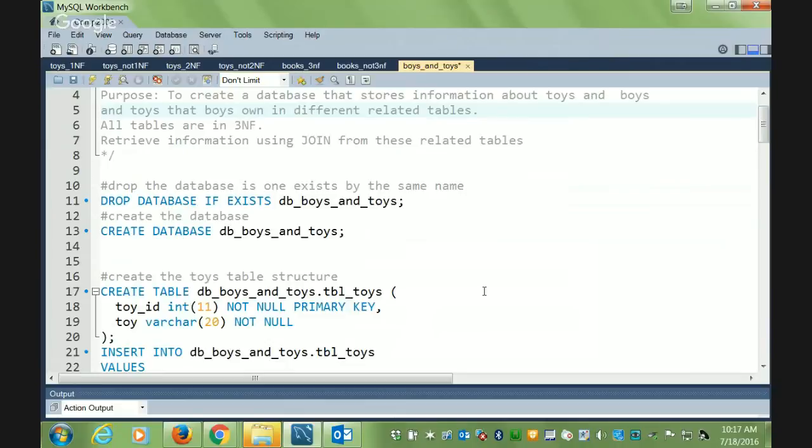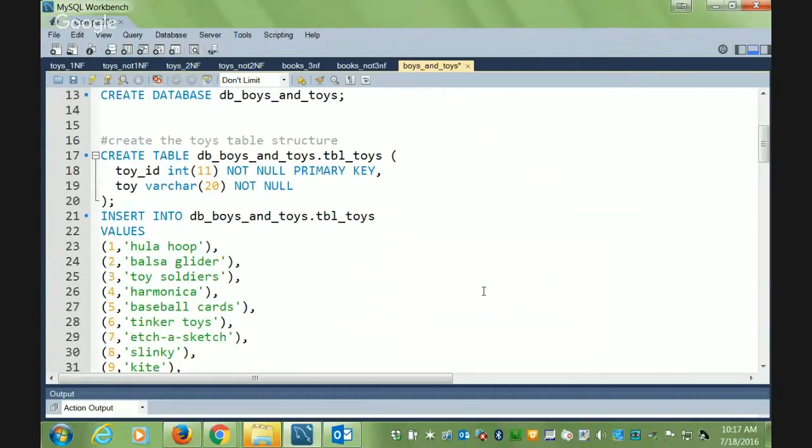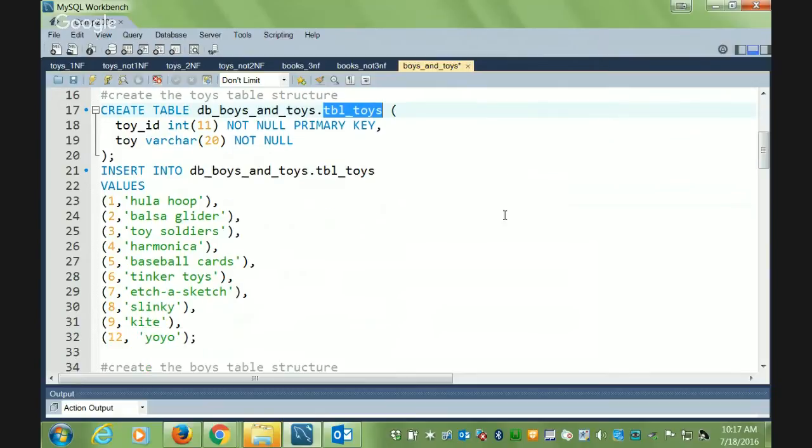I have a database. I have three tables. There is a table about toys. So what is the toy ID and what is the toy? We've seen this table before, so that's a normal table. I've inserted data into it. So one is a hula hoop, two is a glider toy. I've just put in more data because now I want to work with it.